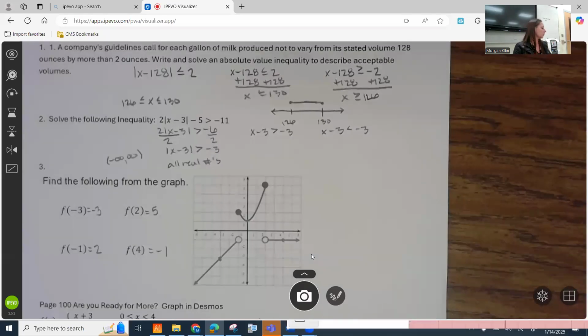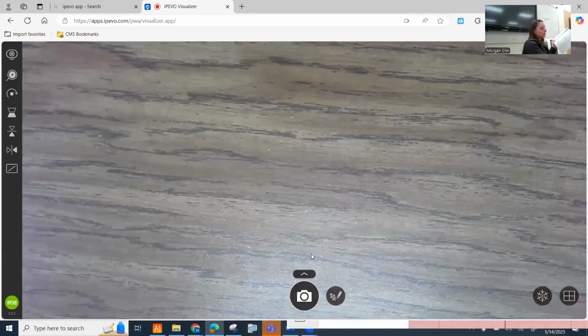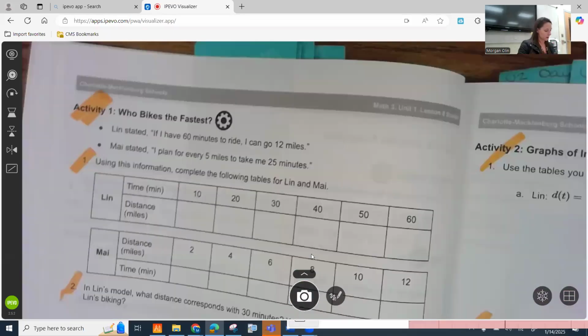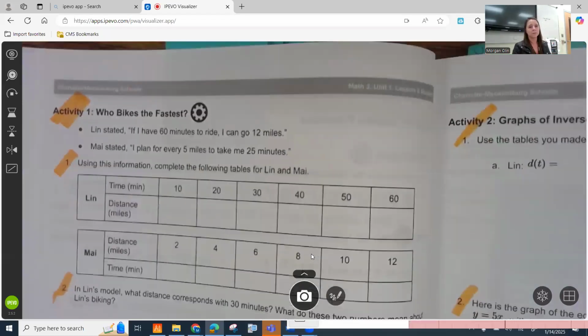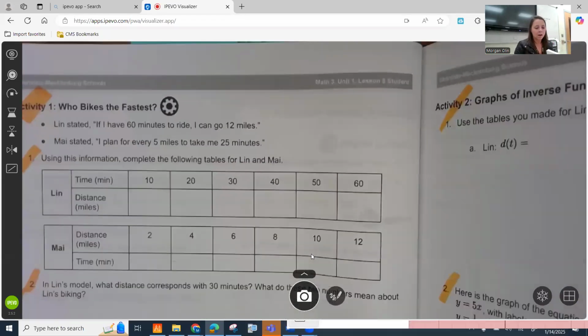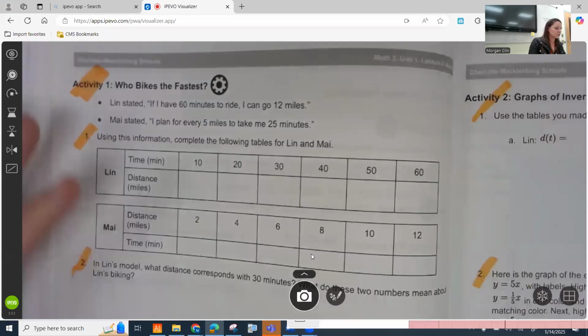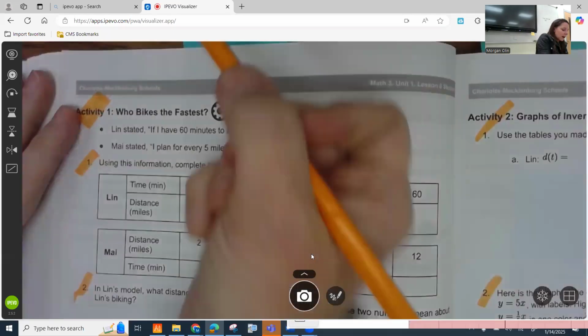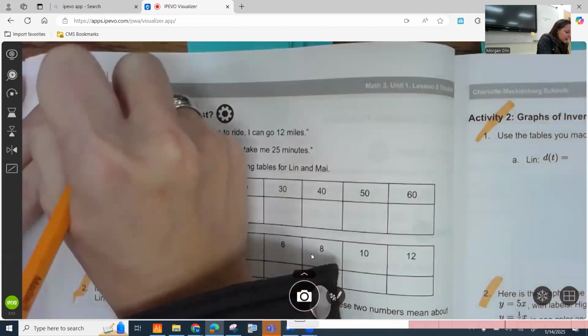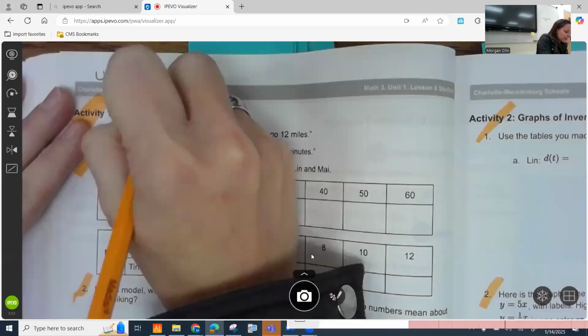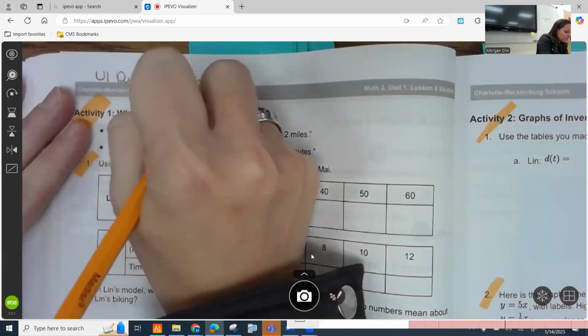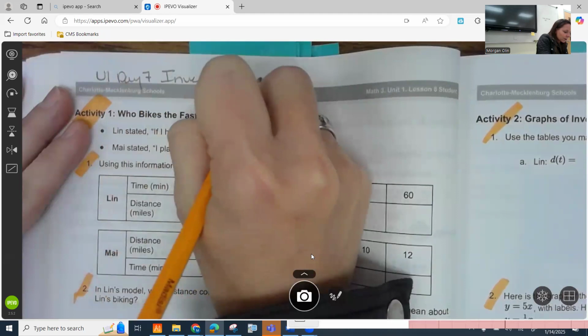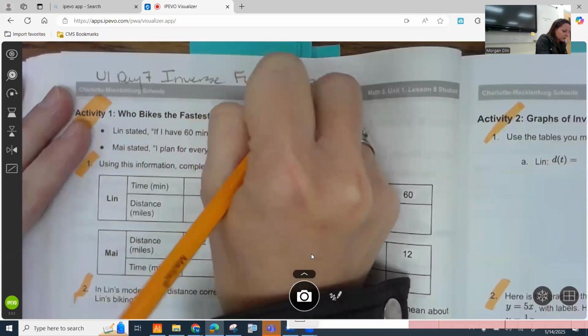All right, so let's start out with our lesson today. Grab your workbooks right quick, and I want you to go to page 94. I didn't have a title on my sheet, so I'm going to write this. This is U1, day 7. We're going to be talking about inverse functions.